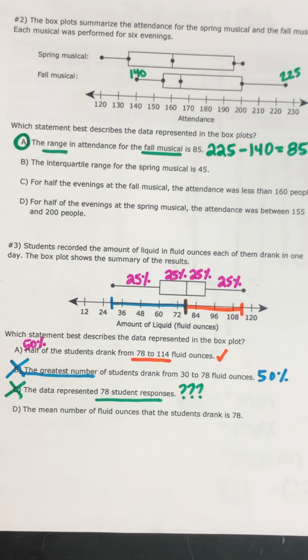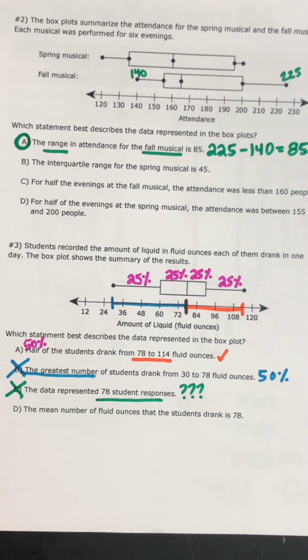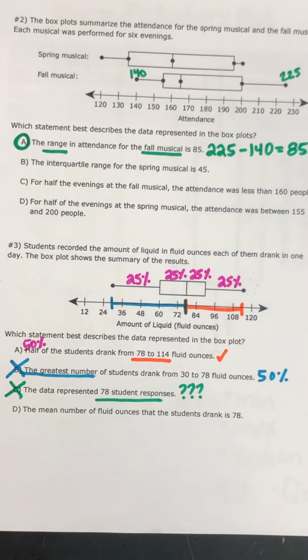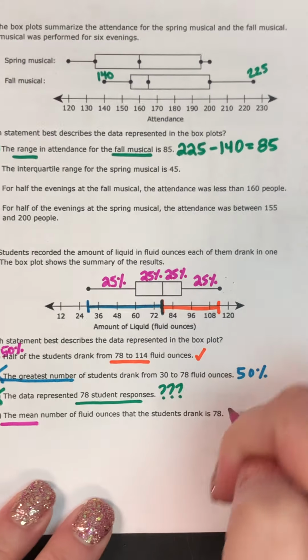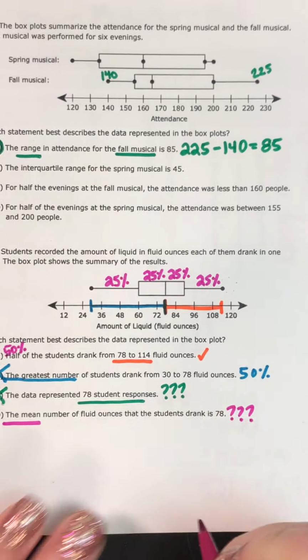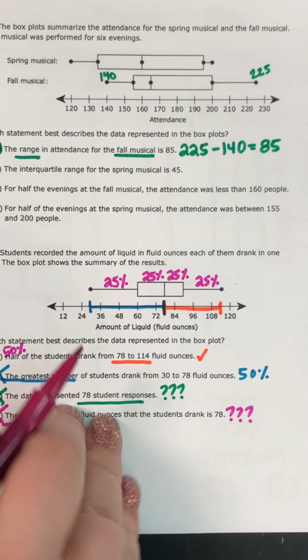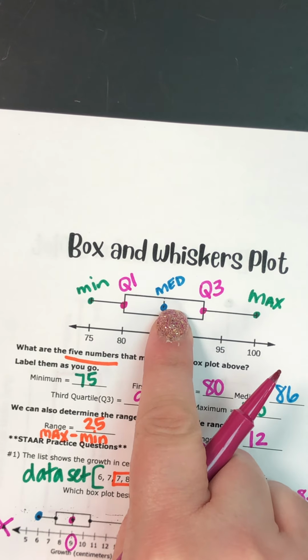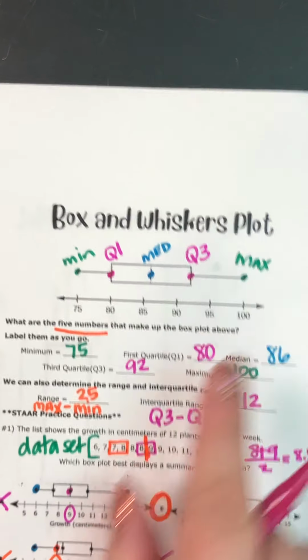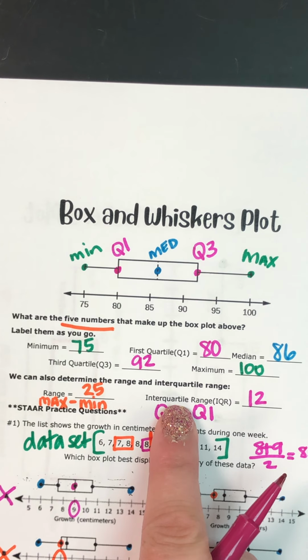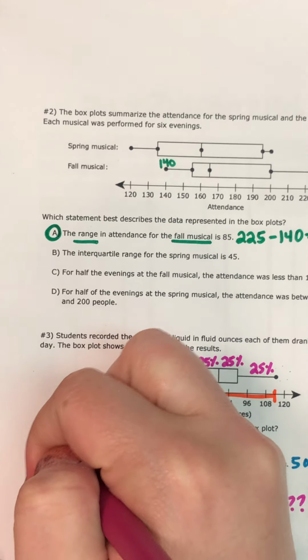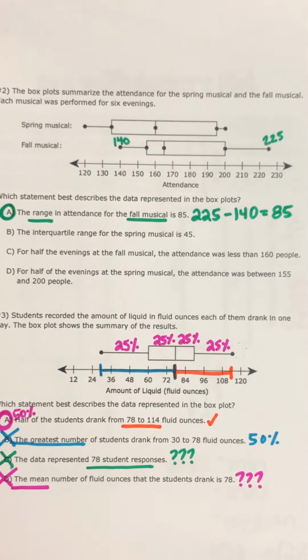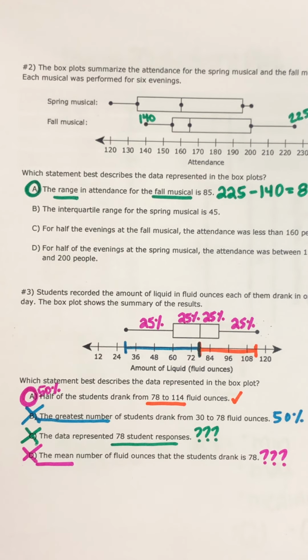And then D says the mean number of fluid ounces that the students drank is 78. So again, we cannot determine mean from a box plot, so D cannot be correct. Remember, the only things we can determine from a box plot are minimum, Q1, median, Q3, maximum, and then you can find your range and your interquartile range. So our best answer for this question has to be A. All right, and that is box plots.